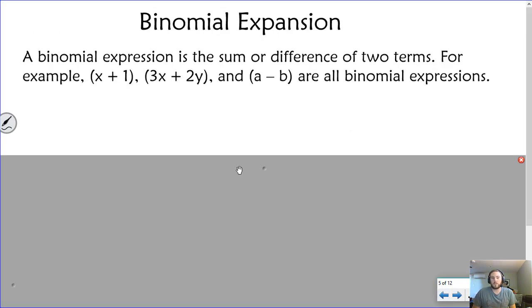Okay, so why do we care? I guess that's one of the questions that we get a lot in math: okay, cool, there's a pattern, but why is this helpful? So here's why this is helpful. It's something called the binomial expansion.